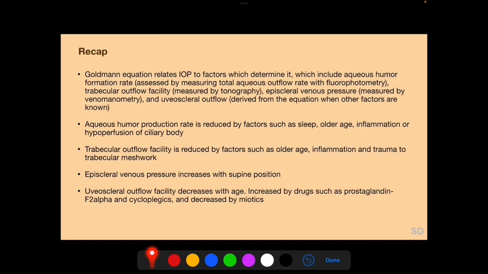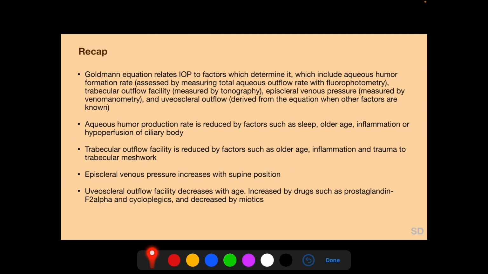To recap the salient points, Goldmann equation relates intraocular pressure to factors which determine intraocular pressure, and they include aqueous humor formation rate, trabecular outflow facility, episcleral venous pressure, and uveoscleral outflow rate. Aqueous humor formation rate can be assessed by measuring total aqueous outflow rate with fluorophotometry. Trabecular outflow facility can be measured by tonography. Episcleral venous pressure can be measured by venomanometry, and uveoscleral outflow rate can be derived from the equation when the other factors are known.